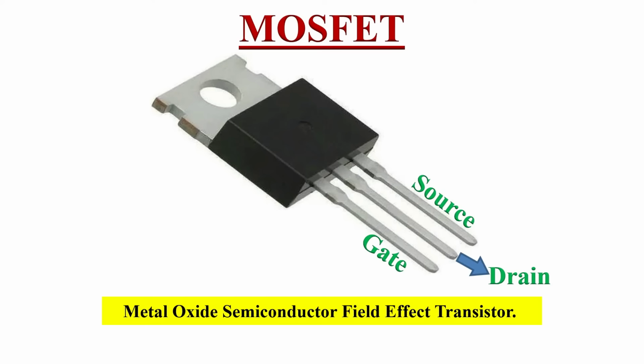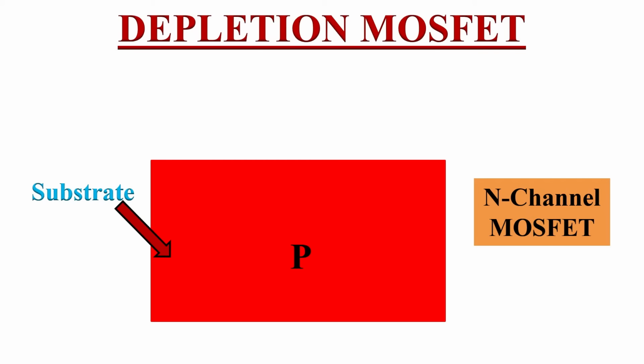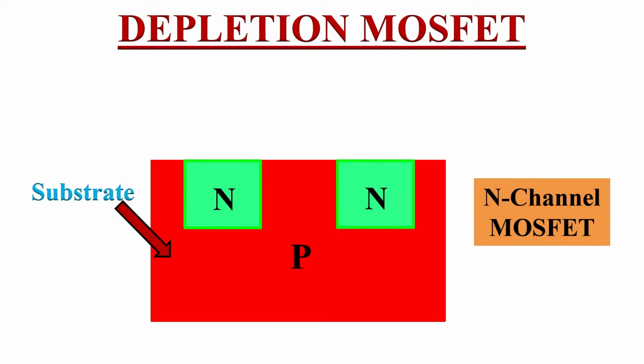Let's quickly discuss the construction of a N-channel MOSFET. Just take a block of P-type semiconductor. This block will be a base for MOSFET. We also call it as substrate. The entire MOSFET will be fabricated on this substrate. Next, two highly doped N-type semiconductors are diffused on this substrate. Source and drain terminals are brought out through metallic contacts from these two N regions.